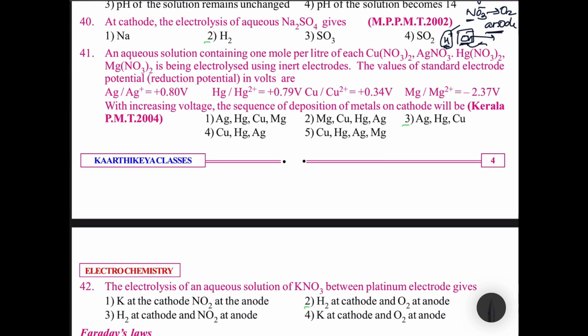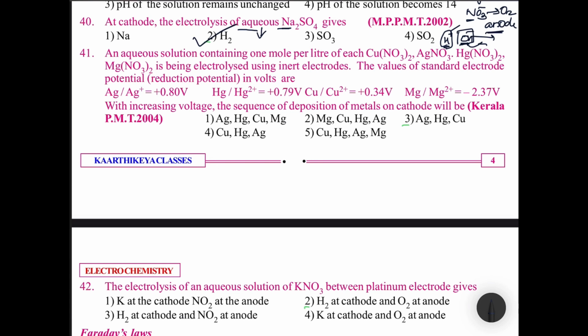At cathode, the electrolysis of aqueous Na2SO4 gives. When you are using aqueous, you won't get sodium. You will be getting hydrogen. Okay, aqueous Na2SO4 means you will be getting hydrogen. If you take molten sodium sulfate, definitely sodium, right? Now it is hydrogen.